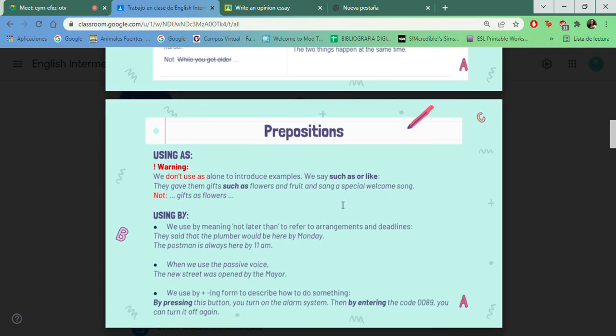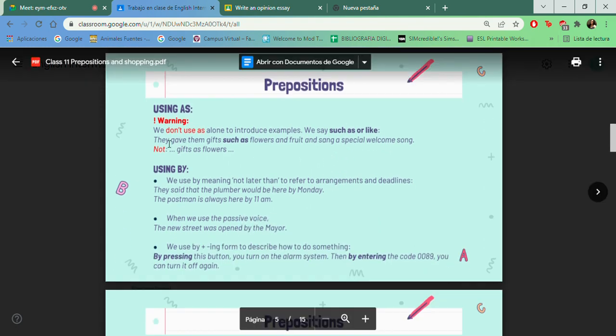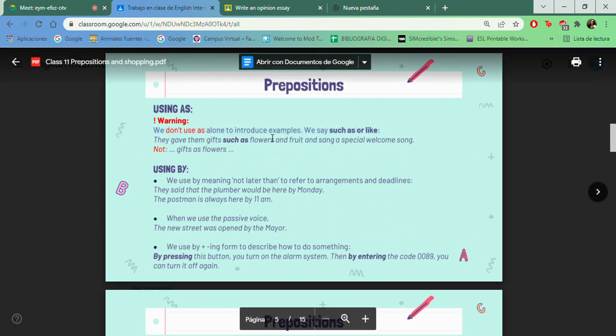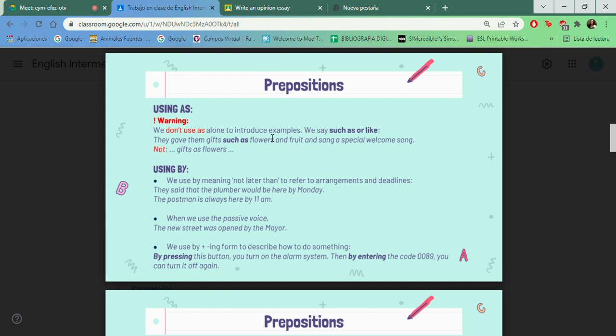How not to use it? We don't use as alone to introduce examples. We say such as or like, okay? These are expressions that we talked about to express examples. They gave them gifts such as flowers and fruit and sang a special welcome song. Good.